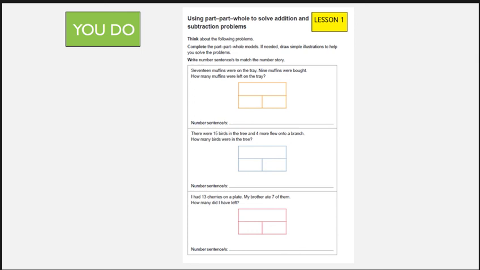Next, you will complete the part whole to solve addition and subtraction problems. Open lesson 1 to complete this worksheet. You need to read the number story, write the part whole, and write a number sentence to match. Pause the video to complete the activity.